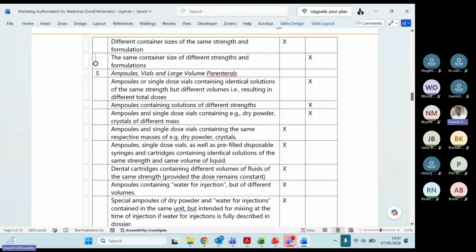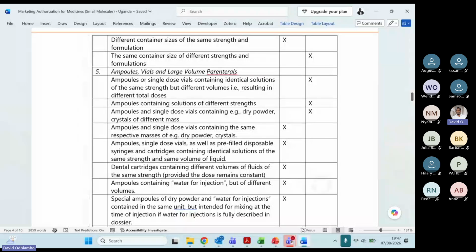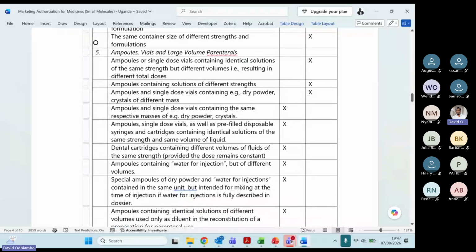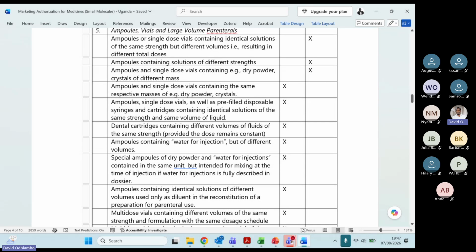When you go to the injectables, when you have an ampoule or single dose vial containing identical solution, same strength, but different volumes, these are for injection. The volume difference makes them different total doses, and therefore those are separate products. Solutions of different strengths, 10 milligrams per ml and 20 milligrams per ml, those are different. Dry powder or crystal with different mass is still considered different. When they are the same respective masses in terms of concentration, same.